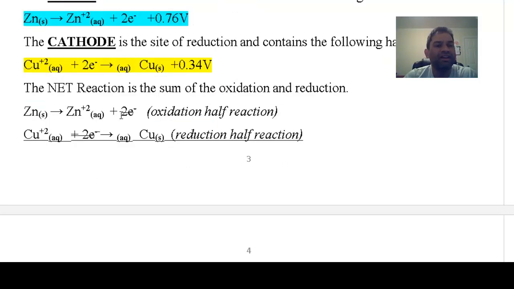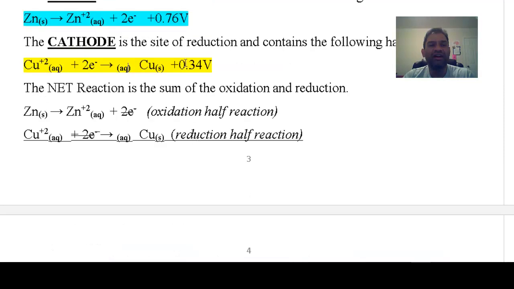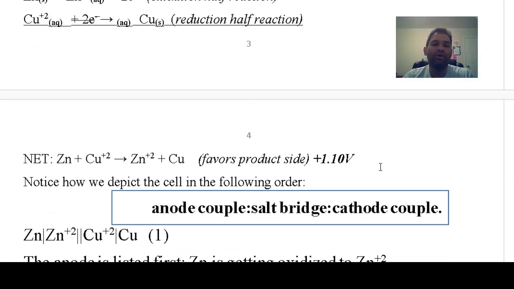So here we'll cancel out the electrons. The 2 electrons on the product side will cancel out with the 2 electrons on the reactant side, and we get our final reaction balanced. Zinc goes to zinc plus 2, copper plus 2 goes to copper. Everything is balanced, and when we add the redox reaction, we add the corresponding voltages, 0.76 volts plus 0.34 volts, and that is 1.10 volts.